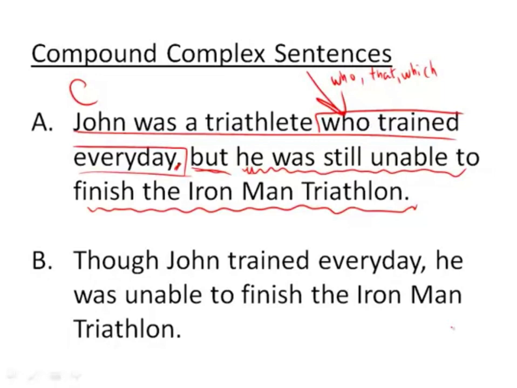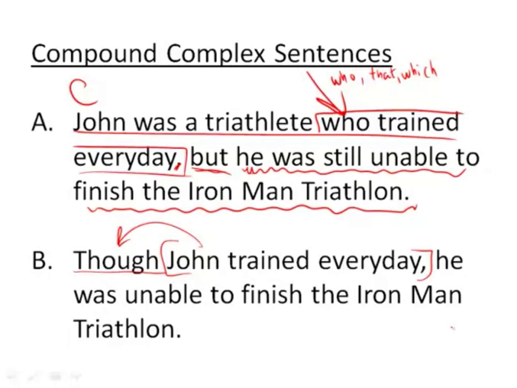Let's look at B. Though John trained every day, he was unable to finish the Ironman triathlon. So is this a compound complex sentence? That's my question. Well, we have here our subordinating conjunction, and we know that a subordinating conjunction takes this sentence, John trained every day, and turns it into a non-sentence or a dependent clause that needs, it's dependent, it needs what? An independent clause. And that's great because now we have a complex sentence. He was unable to finish the Ironman triathlon.